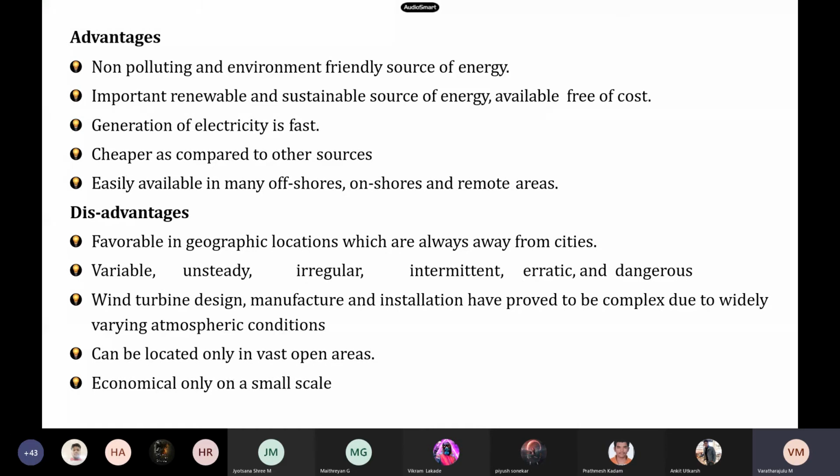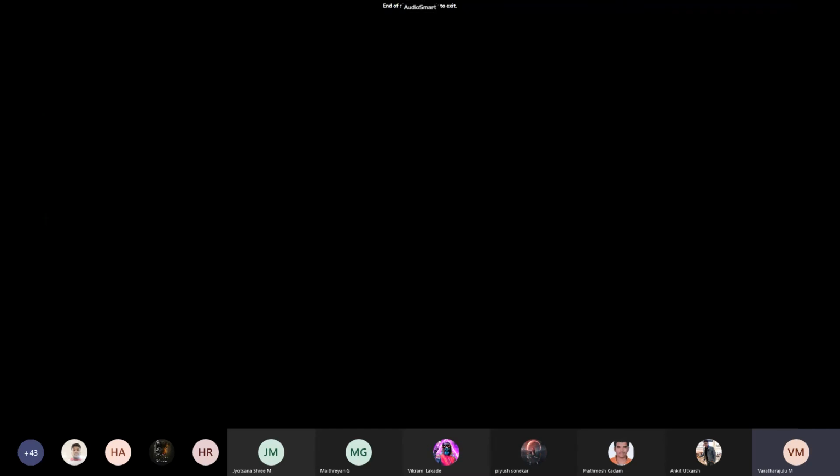And wind turbine design, manufacturing, and installation have proved to be complex due to widely varying atmospheric conditions. See, sometimes the airflow is enormous. At that time, the design would be different, and that is the issue with the design, manufacturing, and installation. And it can be located only in vast open areas, and is economical only on a small scale. And that's all about Unit 1.